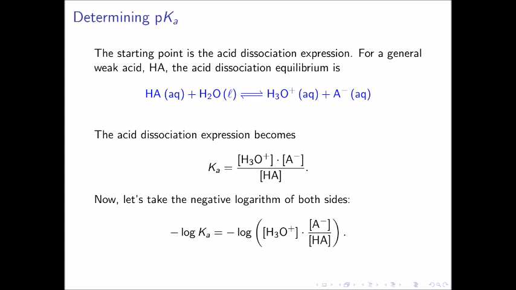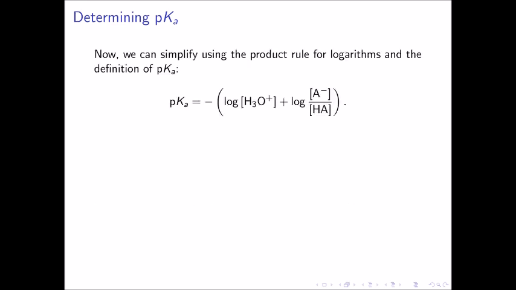First, let's take the negative log of both sides of this expression. Notice that I have rewritten the right-hand side slightly differently. This will become obvious in a minute why I did this. The left-hand side of this equation is nothing more than pKa at this point. We can simplify by using the product rule for logarithms. Anytime we take the log of a product, we can rewrite that as the sum of two individual logs.